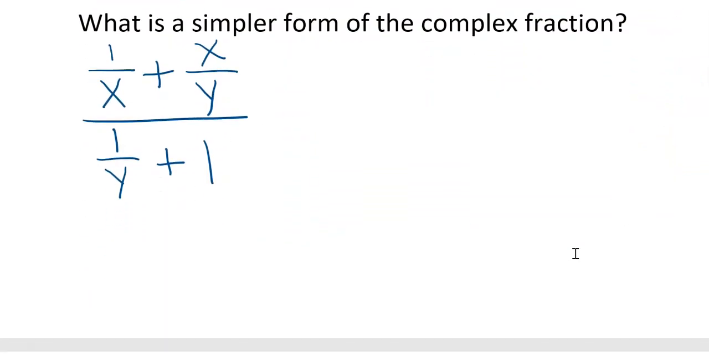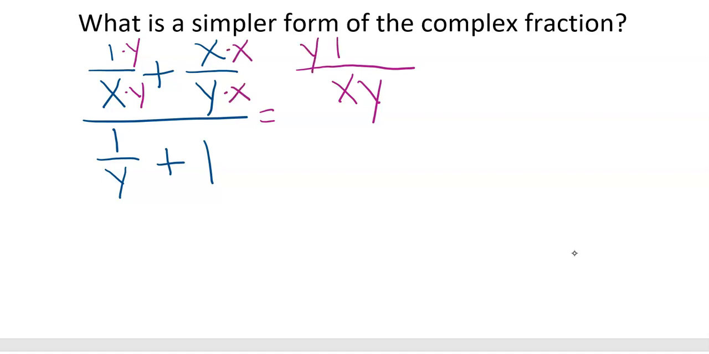So what we're going to do is simplify the numerator, simplify the denominator by doing what we just did, and then multiply by the reciprocal. So the denominator for the top will be xy. The first one is missing the y. The second one, to make it an xy, would be missing the x. So we get y plus x squared over xy.